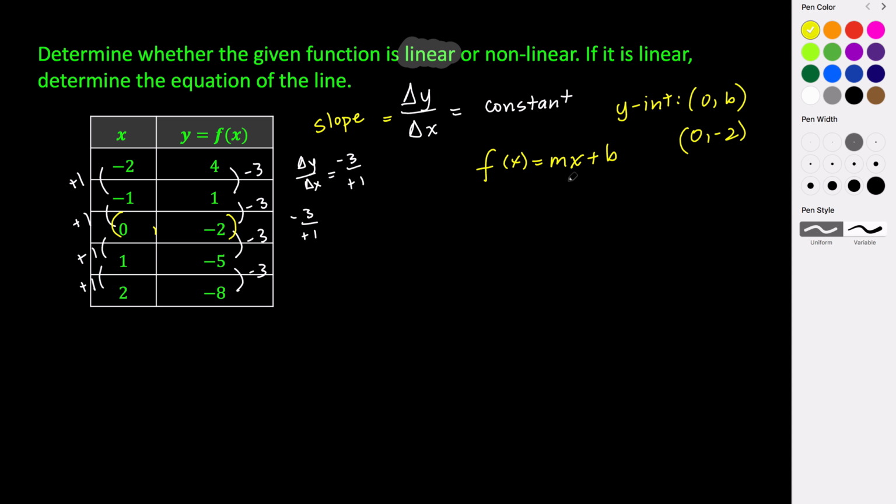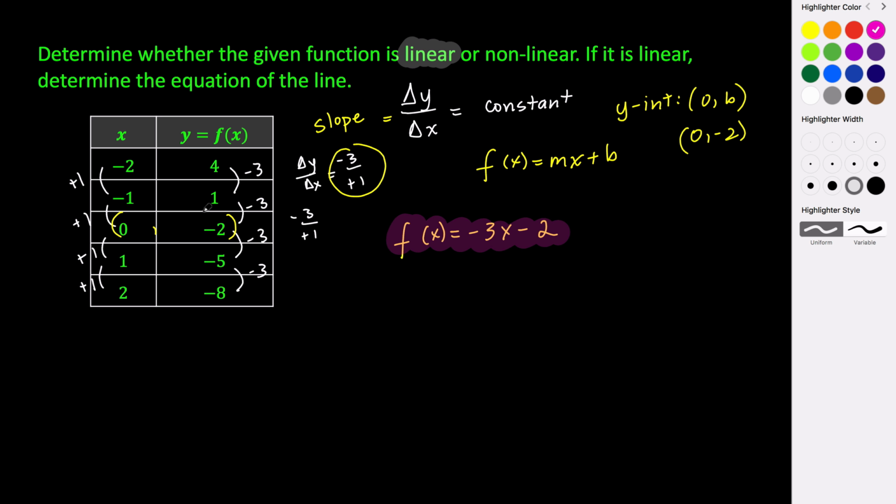We know our slope, right? Our slope is -3 over 1. So we can write our equation. Our equation is going to be f of x equals -3 times x, and then b is -2, so -2. So this right here is the equation for our line.